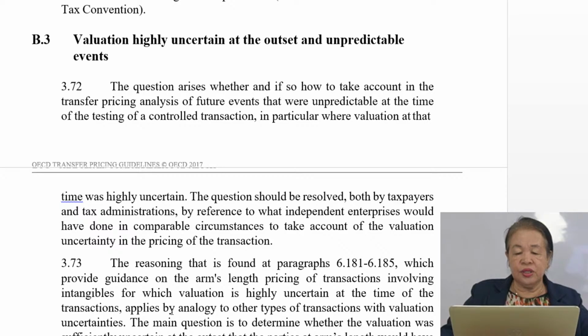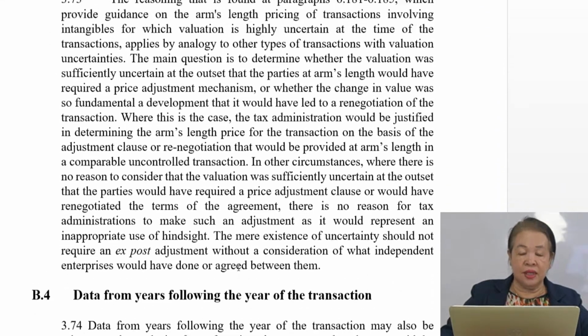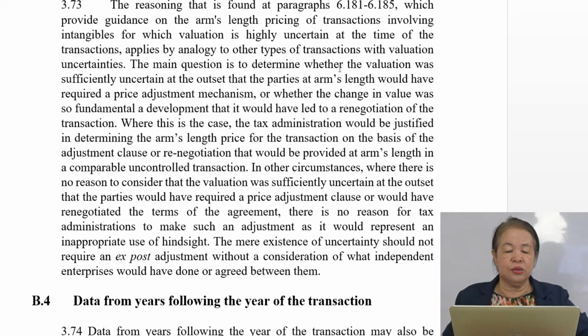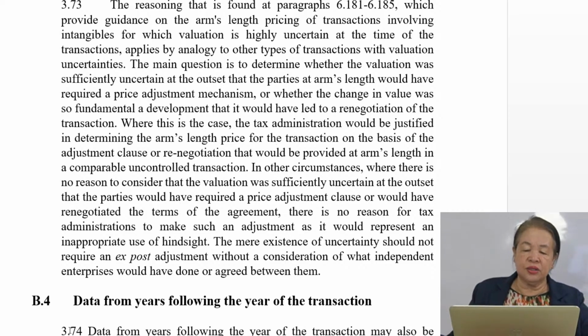So the main question is to determine whether the valuation was sufficiently uncertain at the outset that the parties at arm's length would have required a price adjustment mechanism, or whether the change in value was so fundamental a development that it would have led to a renegotiation of the transaction. Where this is the case, the tax administration would be justified in determining the arm's length price for the transaction on the basis of the adjustment clause or renegotiation that would be provided at arm's length in a comparable and controlled transaction.